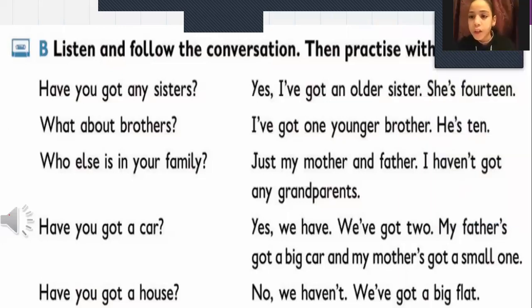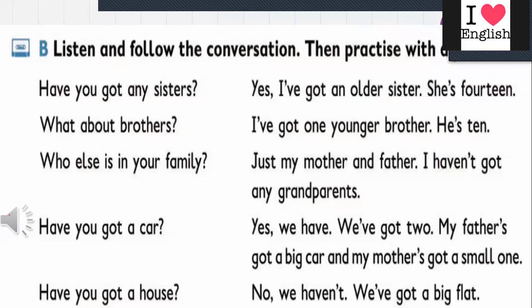Yes, Khadija and Taqwa. One, two, three. Yes, please, the others, please close your microphone. Only Taqwa and Khadija. Allow your microphone. You will say, Taqwa, have you got any sisters? Khadija will say, have you got any sisters? Yes, very good. Yes, Khadija.